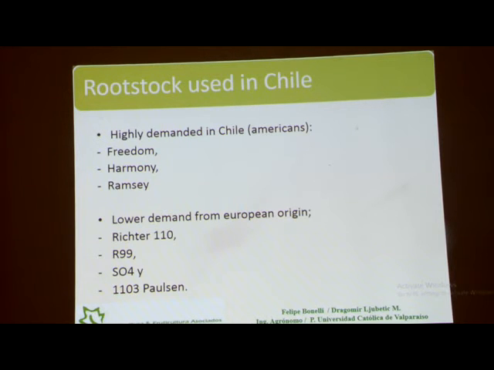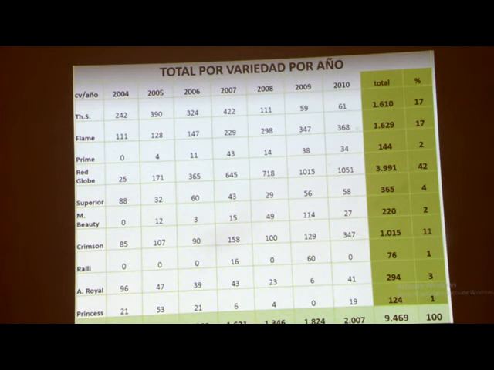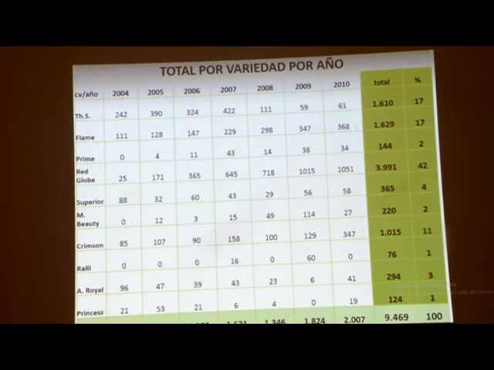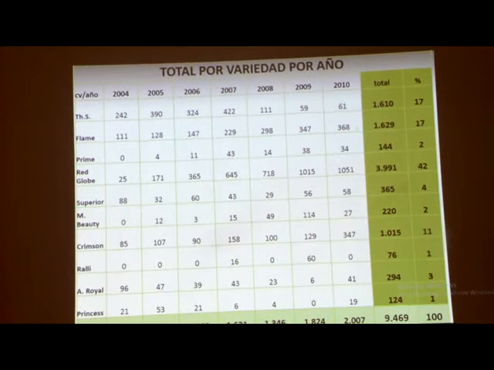Perfect. Good to know. So in Chile we have almost 55,000 hectares of table grapes. So in these years we have official statistics that we have almost 10,000 hectares over rootstock. The rest is own roots.